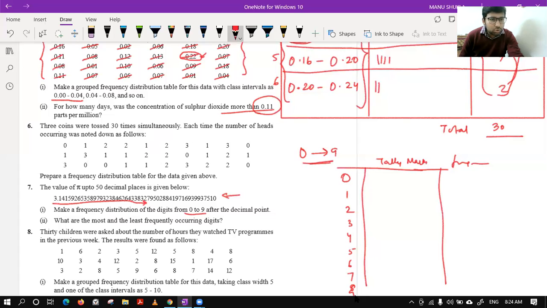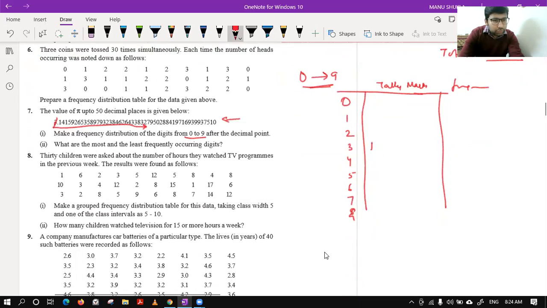Now count the number of zeros, or you can go step by step also. Suppose 3 is there, you can just write over there. So 3 you can cut and place one tally mark, and so on. So this way you can easily make the table and verify at the end of the book. So I hope you will be able to do this question easily. Question number 8 also is not that tough.